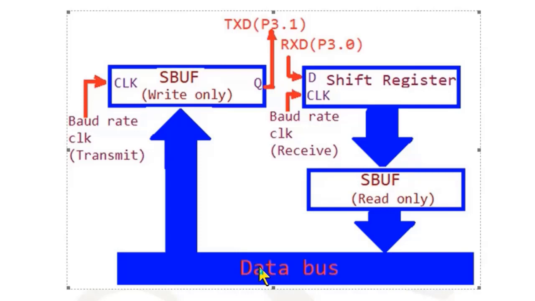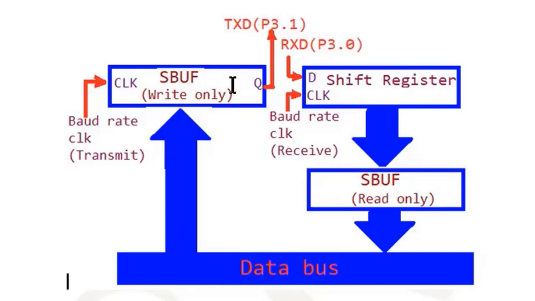What is the procedure to send it? First, the data from this data bus comes to the SBUF. Basically, this is a parallel data bus, and the data will be transmitted from the SBUF to another device by this transmitting pin, so this is serial. In this system, the parallel data is converted to serial data and transmitted through the TXD pin. This is for the case of transmission.